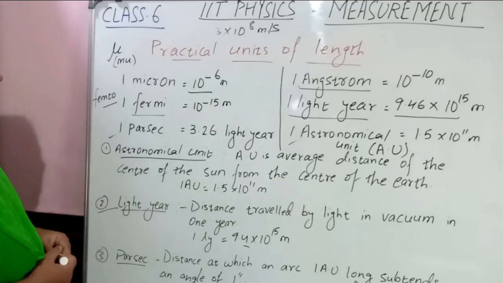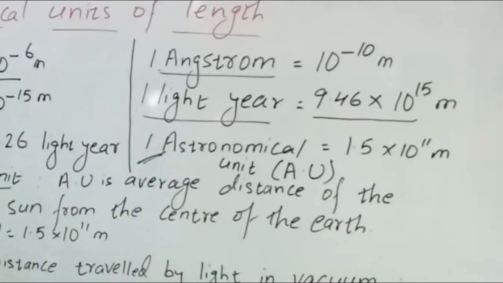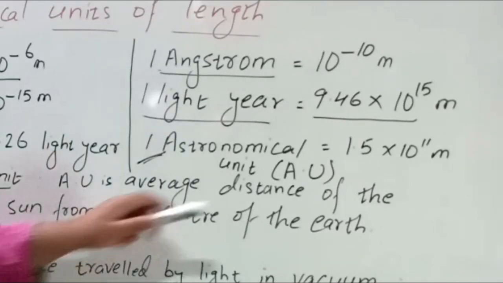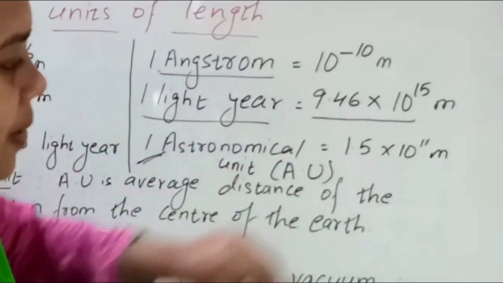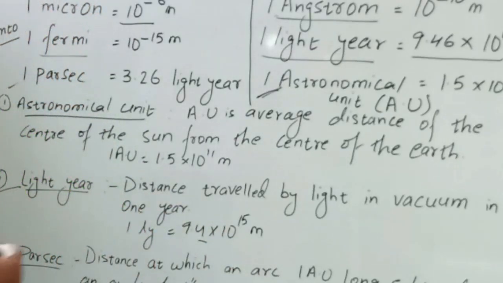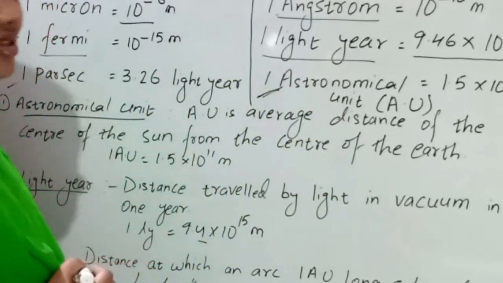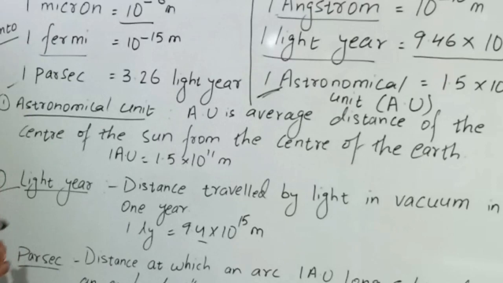Next is astronomical unit. Astronomical unit is also a big unit. Its value is 1.5 into 10 to the power 11 meter. What is astronomical unit? Astronomical unit is the average distance of the center of the sun from the center of the earth.